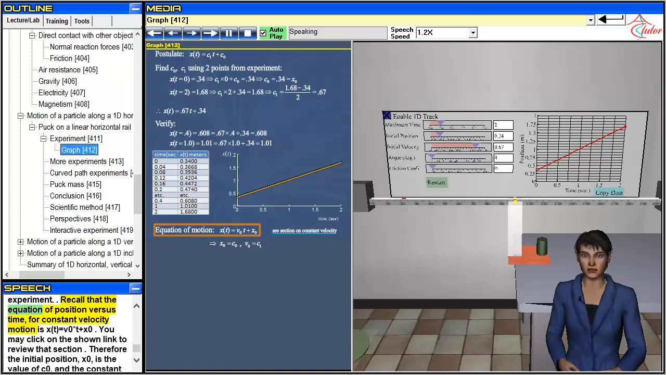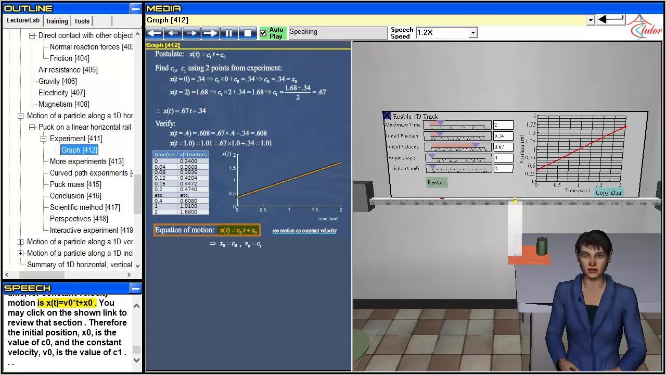Recall that the equation of position versus time, for constant velocity motion, is x of t is equal to v0 times t plus x0. You may click on the shown link to review that section. Therefore the initial position, x0, is the value of c0. And the constant velocity, v0, is the value of c1.